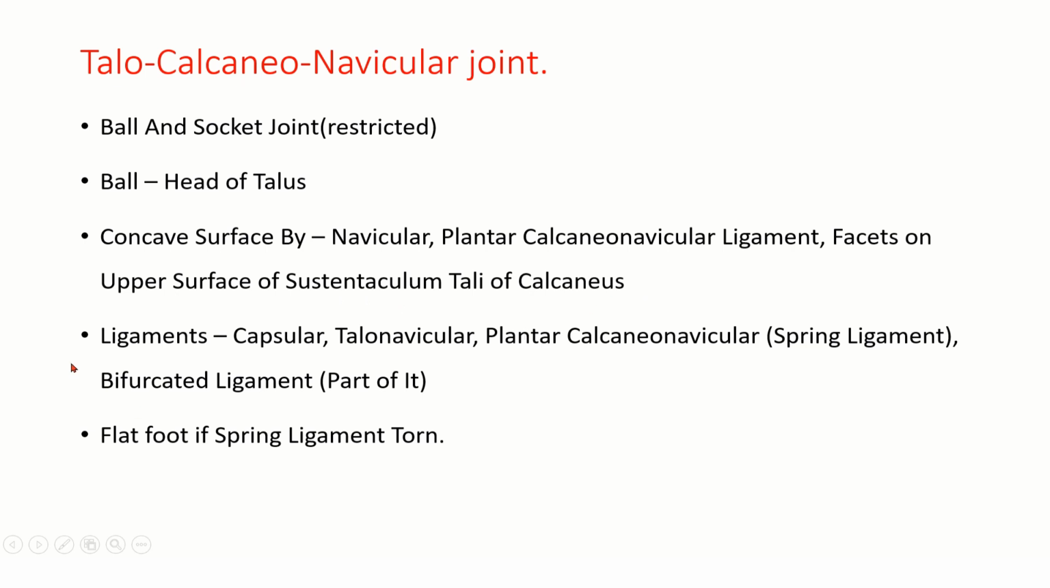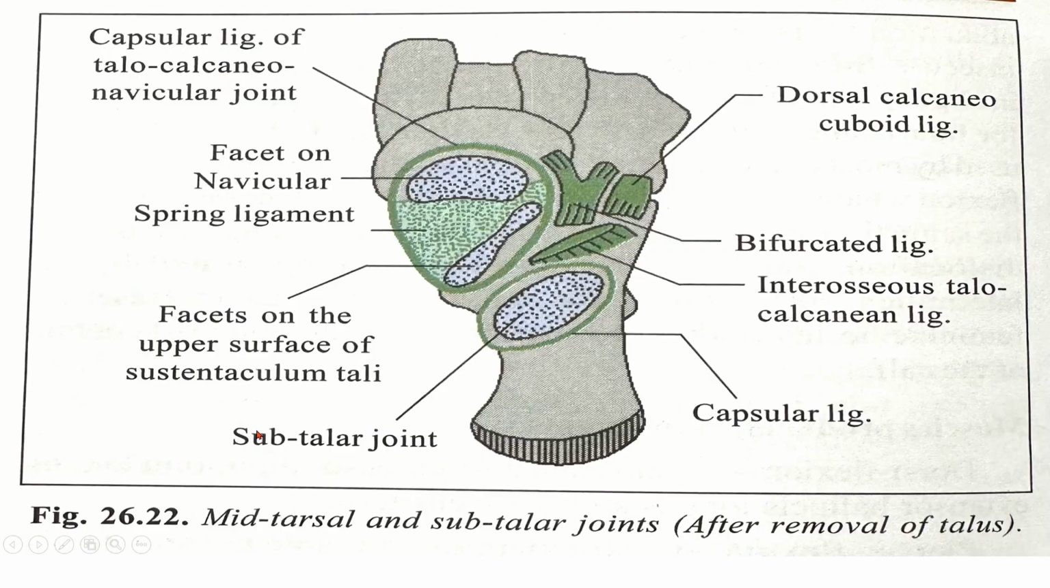of calcaneus. The ligaments are the capsular ligament, talonavicular ligament, plantar calcaneo-navicular ligament, otherwise called spring ligament, and the bifurcated ligament, the medial part of the bifurcated ligament. If the spring ligament is torn, it results in flat foot. You can see here, this is the concave surface which is formed by the navicular facet, the facets on the sustentaculum tali and the spring ligament.